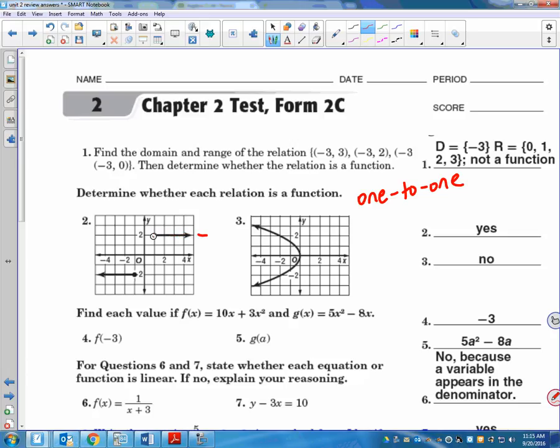That means the y's repeat, right? The y's are always 2 here, so the y's are repeating. So this one would not be one-to-one. If it's not a function, it can't be one-to-one. So if it's no, you don't answer that.